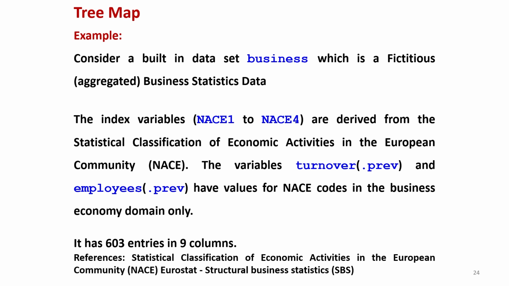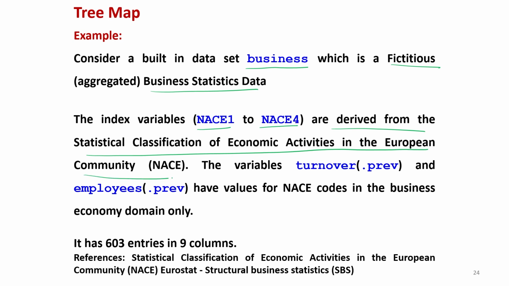Complicated in the sense that there are many variables and a big data set. This is a built-in data set inside this R software, which is called business, a fictitious aggregated business statistics data set. Here there are index variables NACE1 to NACE4, which are derived from the statistical classification of economic activities in the European community.